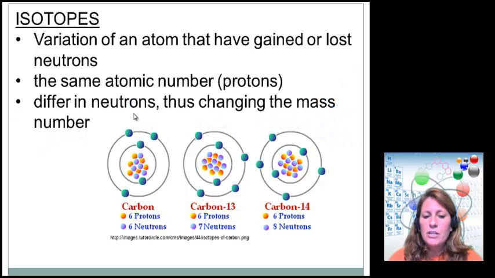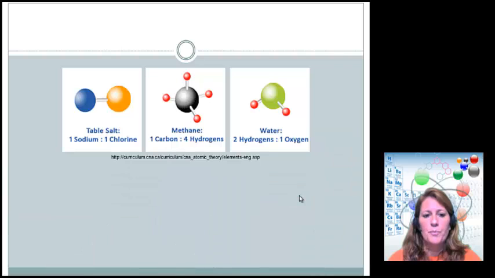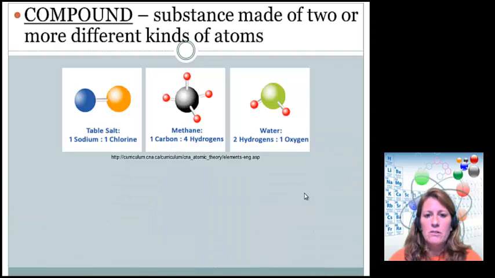So if you change the number of neutrons, you are changing the mass number. Okay, so just know the definition of an isotope. A compound is when you have a substance made of two or more different kinds of atoms.